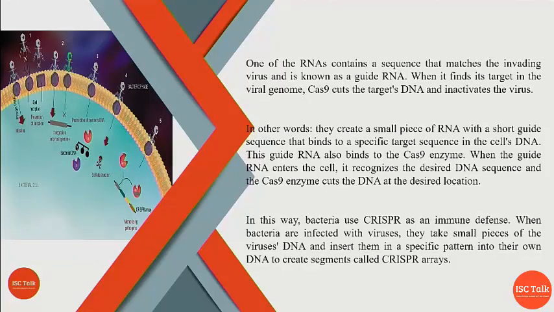In this way, bacteria use CRISPR as an immune defense when they are infected with viruses. It can be changed with other enzymes that cut them, and the viruses' specific patterns are inserted into their own DNA to create segments called CRISPR arrays.